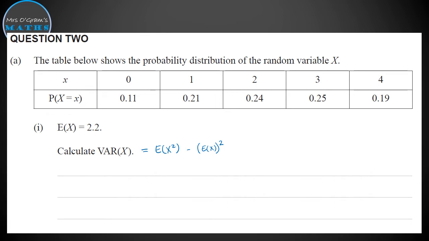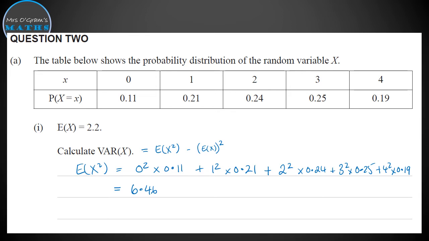Okay, so E of x squared looks like this, where we do each of the x values squared multiplied by their probability and add them together, which comes to 6.46. So the variance will be that 6.46 minus E of x squared, which was the 2.2, square that, which gives us 1.62.